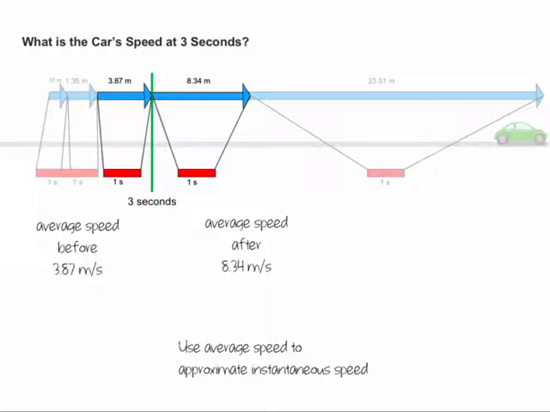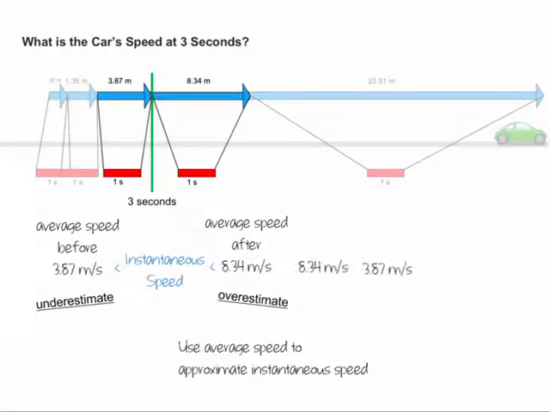Since the car is speeding up, the speed of the car right at 3 seconds is greater than its speed at any moment before 3 seconds. So the speed at 3 seconds must be greater than the average speed over any interval of time before the 3-second mark. This means that the first average speed is an underestimate of the instantaneous speed at 3 seconds. By the same reasoning, the car's average speed after the 3-second mark is larger than the speed right at the 3-second mark. So, the second average speed is an overestimate of the instantaneous speed at 3 seconds. And this tells us that the car's speed right at the 3-second mark is some value between 3.87 meters per second and 8.34 meters per second.